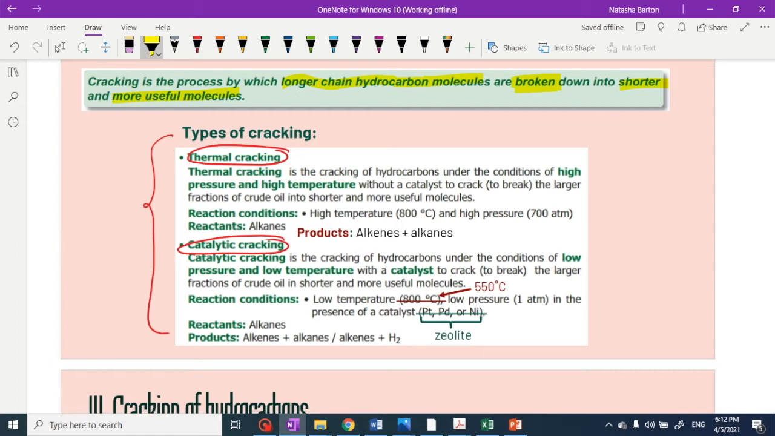Thermal cracking, you need to know, takes place at high pressures and high temperatures. You do not need to know the specifics of those high temperatures and pressures. And without a catalyst. There will not be a catalyst present when we have thermal cracking taking place. On the other hand, catalytic cracking happens at relatively lower temperatures and pressures compared to thermal cracking. There will still be heat, we will still supply heat.